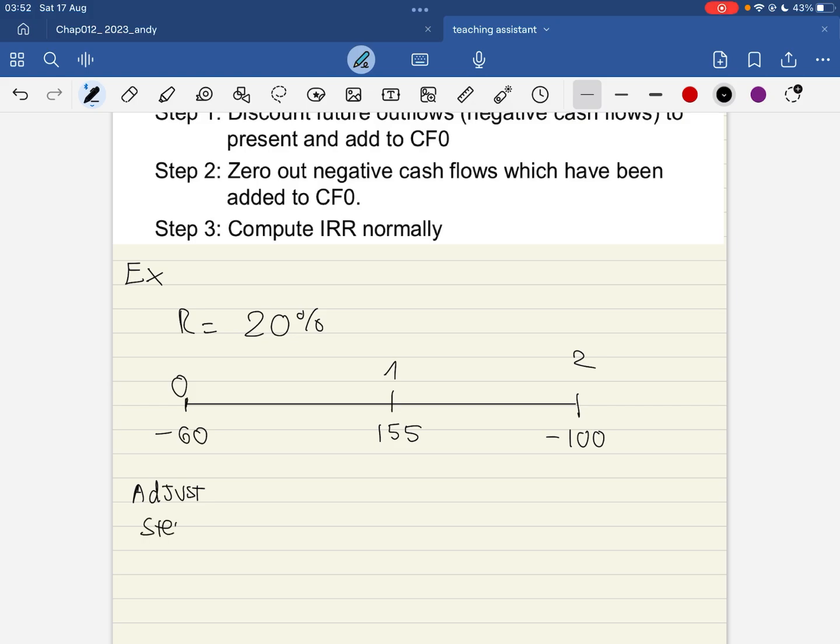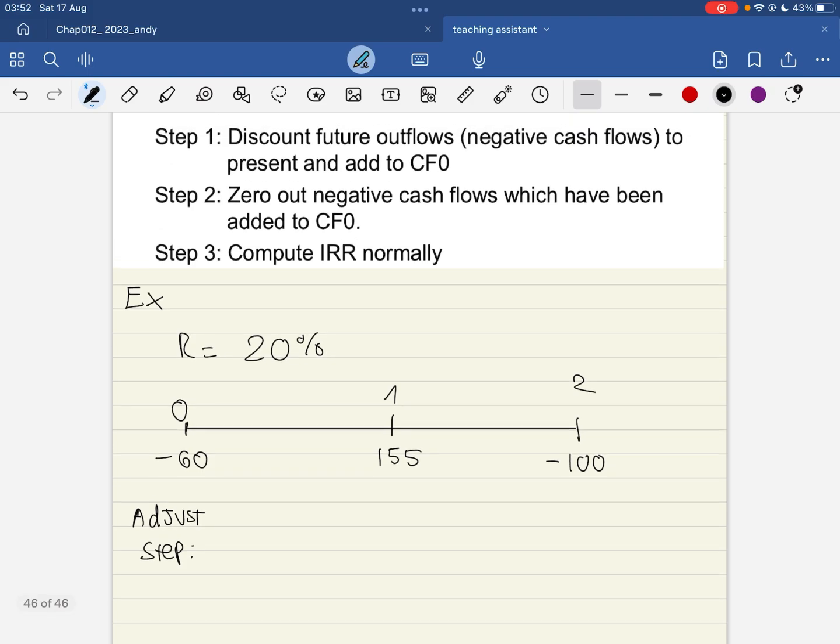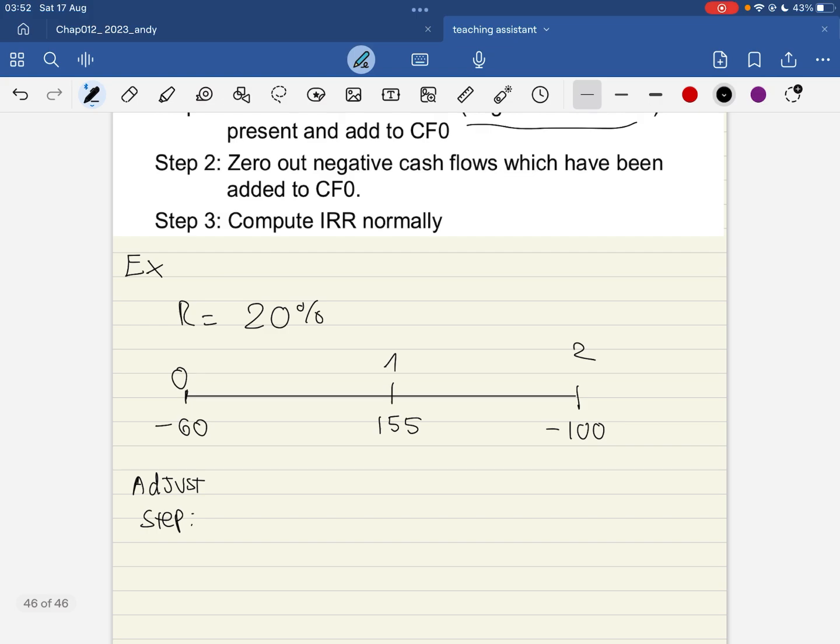So step 1, we discount the future cash flow. Discount only the negative future cash flow to present and add to CF0. So which one has a negative cash flow in the future? It's year number 2 because we have minus 100. So we need to discount it to year 0. Using the discounted cash flow formula, minus 100 divided by 1 plus the discount rate, 20%, to the power of 2. And we will get minus 69.444. So this number means that minus $100 in year 2 will be worth minus 69.444 at the current time. So minus $100 in the future is worth this much in today's date, year 0.